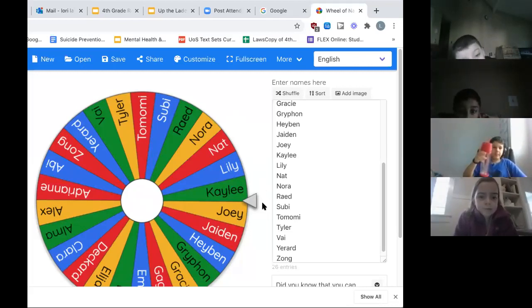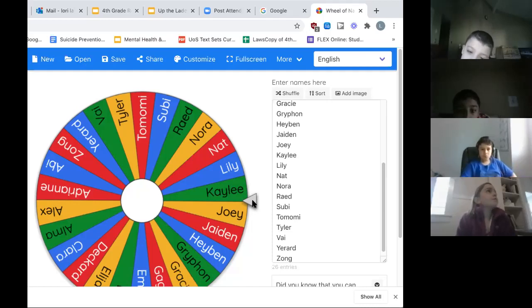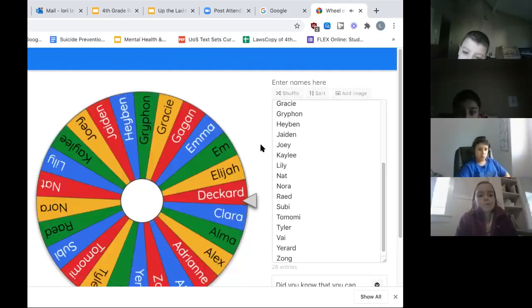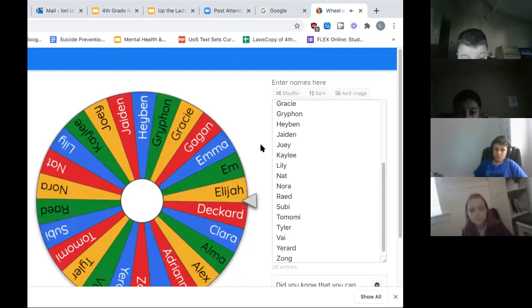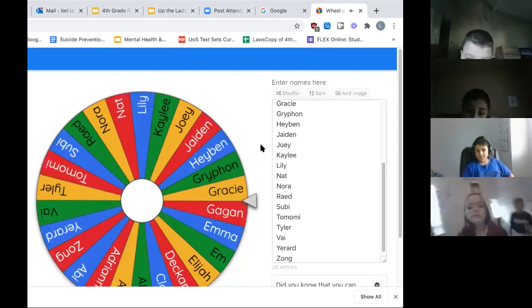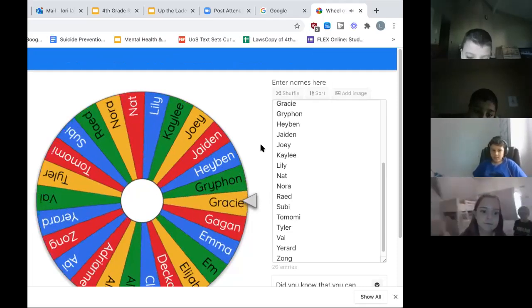I'd like to hear about when we're on Zoom, what should your partner see you doing in the little window? Okay, so think about what they should see you doing when they're reading. I love this wheel. Oh, who's it gonna be? Miss Gracie, what should your partner see?